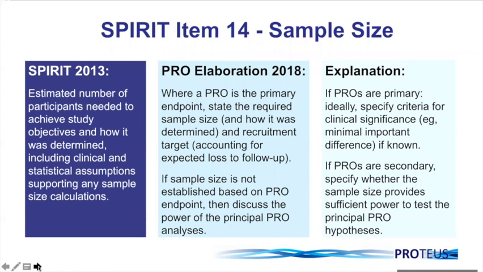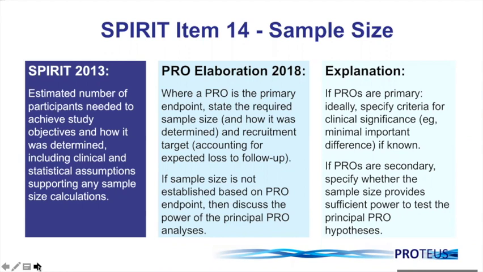So SPIRIT item 14 is focused on sample size. And SPIRIT 2013 states that the estimated number of participants needed to achieve study objectives and how it was determined, including the clinical and statistical assumptions supporting sample size calculations, should be stated. The PRO elaboration to this is that where a PRO is the primary endpoint, you should state the required sample size and how it was determined, and recruitment target accounting for any expected loss to follow-up.